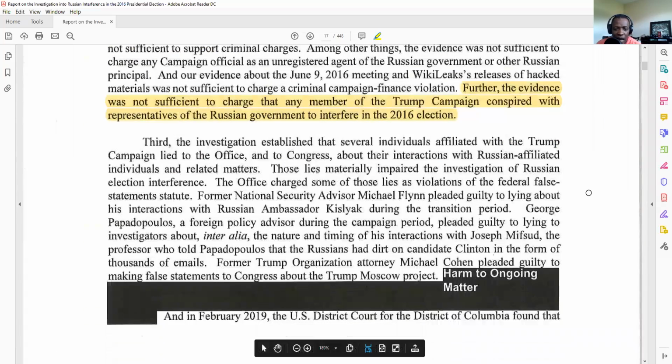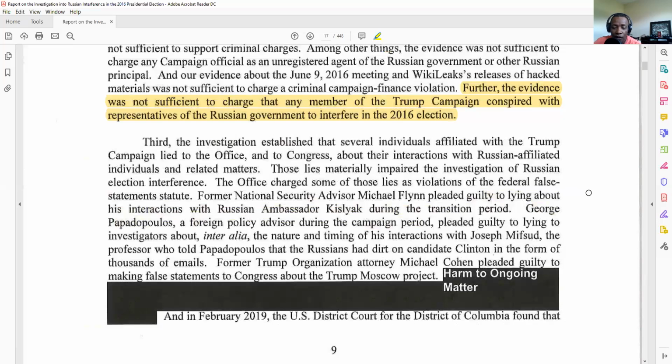Third, the investigation established that several individuals affiliated with the Trump campaign lied to the office and to Congress about the interactions with the Russian-affiliated individuals in related matters. Those lies materially impaired the investigation of the Russian election interference. The office charged some of those lies as violations of federal false statement statutes. Former National Security Advisor Michael Flynn pleaded guilty to lying about his interactions with Russian Ambassador Kislyak during the transition period. George Papadopoulos, a foreign policy advisor during the campaign period, pleaded guilty to lying to investigators about, inter alia, the nature and timing of his interaction with Joseph Mitchell, the professor who told Papadopoulos that the Russians had dirt on candidate Clinton in the form of thousands of emails.